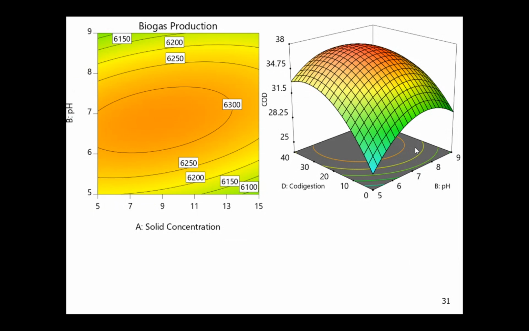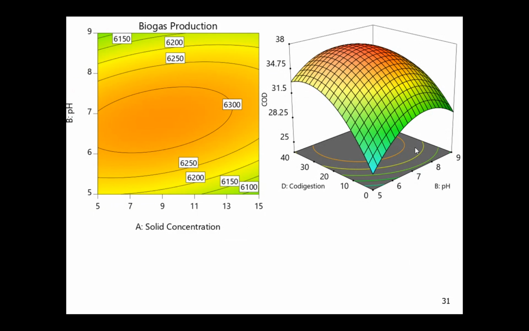The first image is the contour plot. It is drawn between the solid concentration and pH for the biogas production. Here you can see the different values. When the solid concentration is at a middle value, for example 9, and pH is 7, higher biogas is produced because the value is 6300.